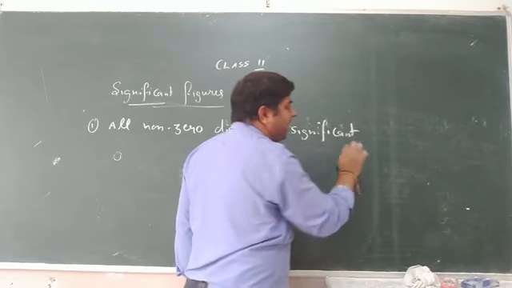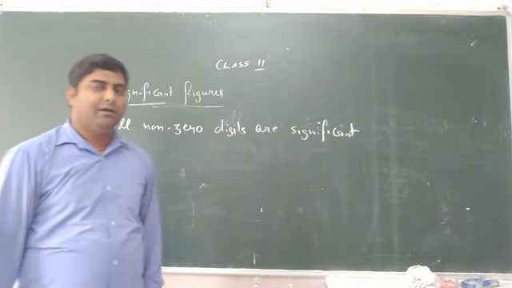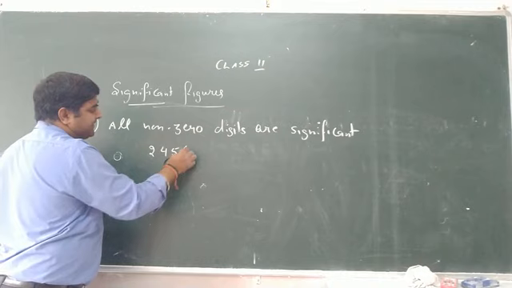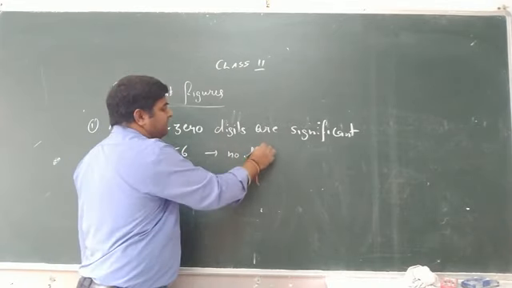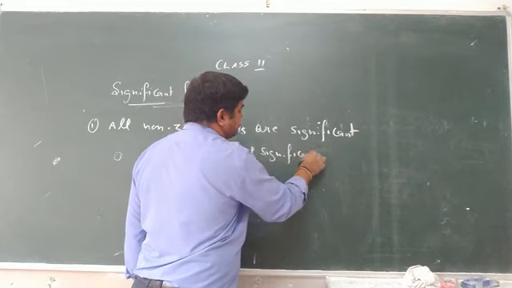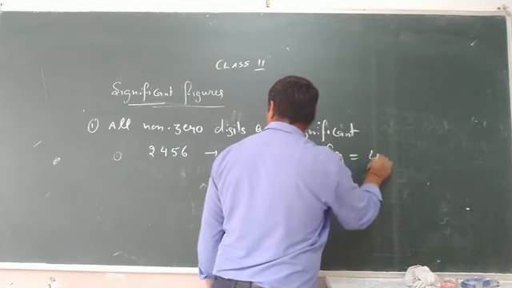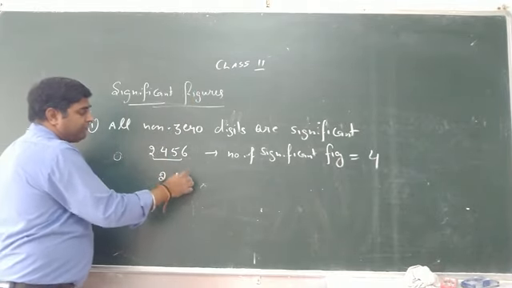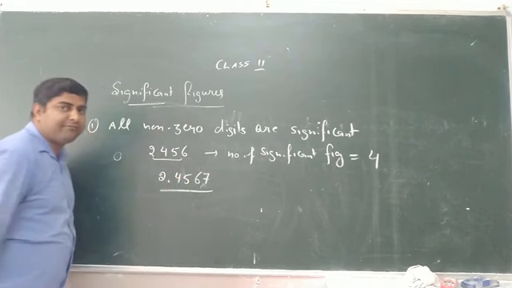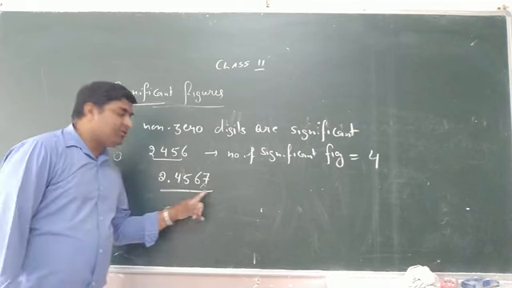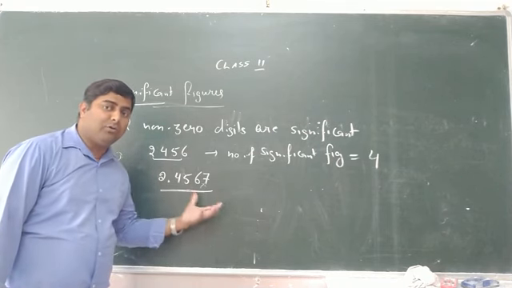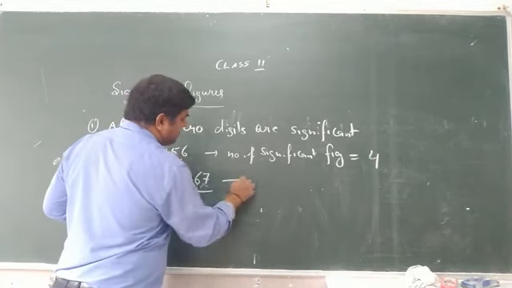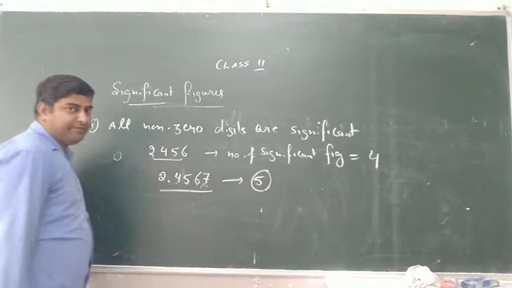Keep in mind, all non-zero digits in a number are significant. Like 2, 4, 5, 6. We say the number of significant figures in this case is 4, because these are non-zero. Take 2.4567. How many significant figures does it have? All non-zero digits are significant. Here 1, 2, 3, 4, 5. So we say the number of significant figures is 5.